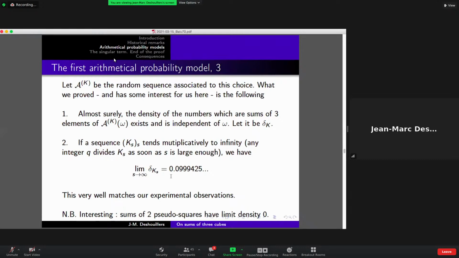You see, it agrees really very well with the reality. You remember we were checking something which was 0.09993. And even getting a bit upwards. And also in this model, if you think you can do it for any power, if you look at what it gives for squares, the sum of 2 pseudo squares have a limit density 0.